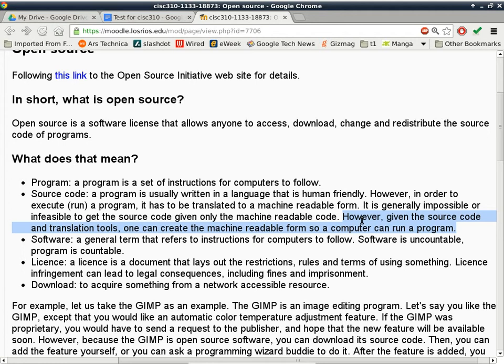For-profit companies like Sun Microsystems, and they're no longer around because they were acquired by Oracle. HP is still alive, and IBM is well and alive. They make a lot of their products open source.